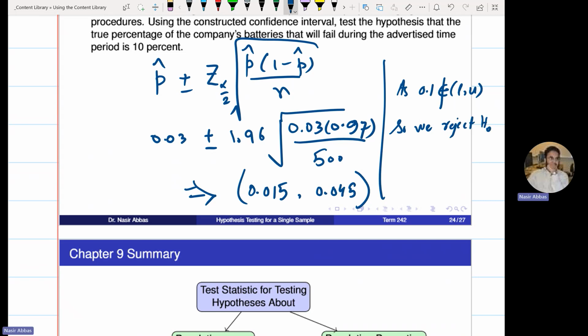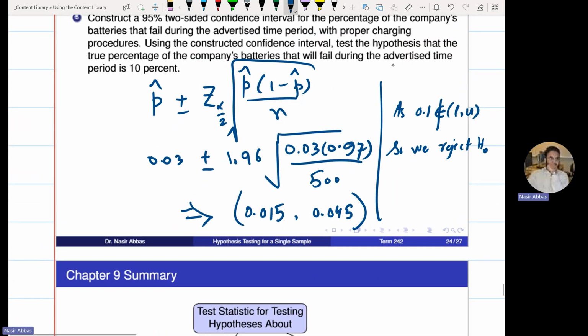So you reject H0 and conclude what? This was your H0. This was your H1. What will you conclude? The claim, what was the claim? Yeah, the claim is wrong. Or you can say that the proportion of batteries that run out before 48 hours is not 10%.